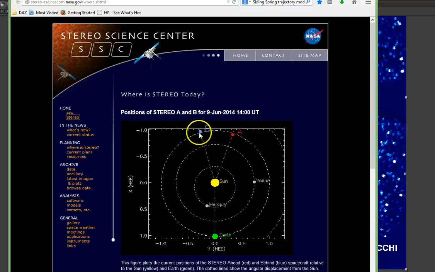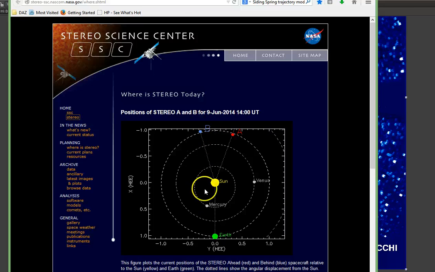We have two satellites, STEREO A and STEREO B. They're on the opposite side of the sun from the Earth, okay, and A is ahead of Earth in its orbit around the sun. B is behind Earth, following Earth in the orbit around the sun. So when you imagine with your eye the images that we're getting, they're from STEREO B.